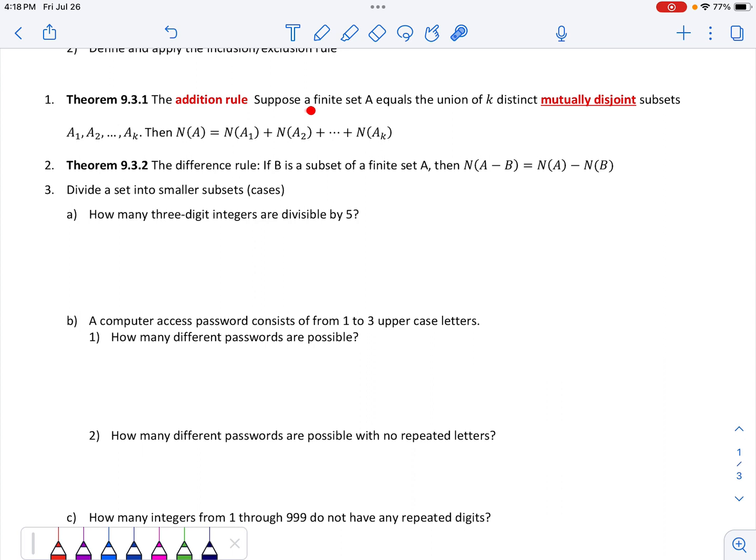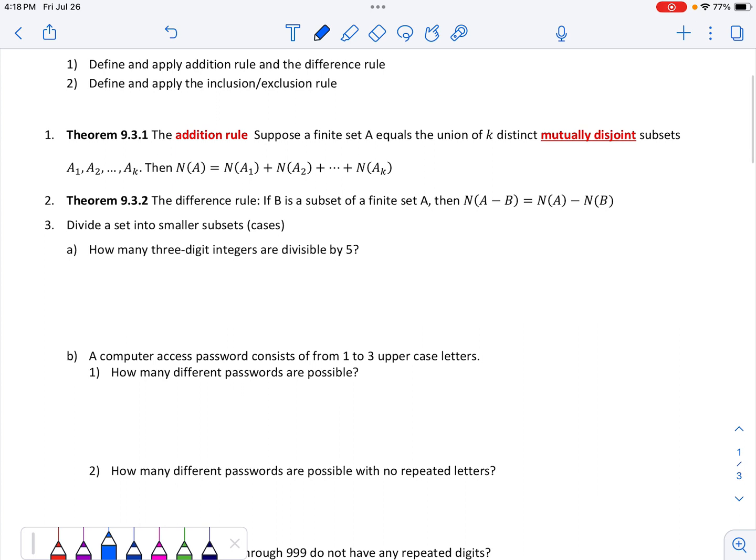It says, suppose a finite set A equals the union of k distinct mutually disjoint subsets A1 to AK. To visualize this scenario, you have a set A, and this set A is equal to the union of the sets A1, A2, A3, A4, dot dot dot to AK. Now this rule says, how do you count the number of elements in A? You just add the number of elements in all these subsets.